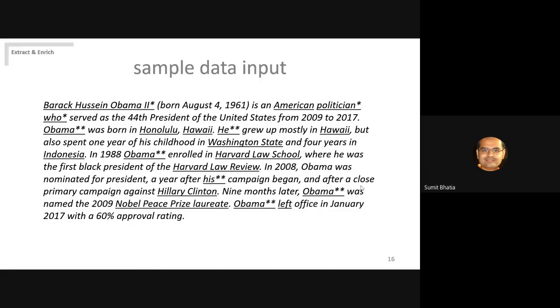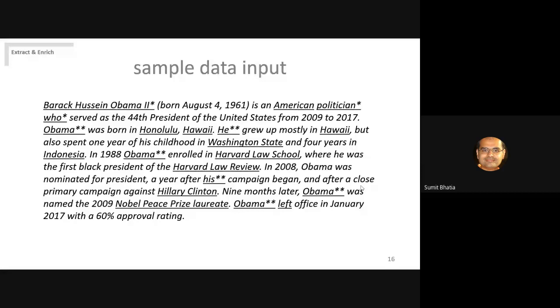He was born in Hawaii. He grew up mostly in Hawaii, and so on. So this is typical information you find on Barack Obama's Wikipedia page. Now, note here that some of the words are underlined. These underlined words are the noun phrases or the entities that the system should find, right?